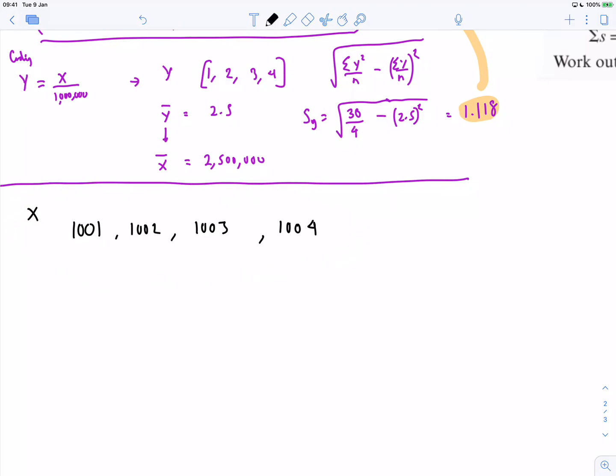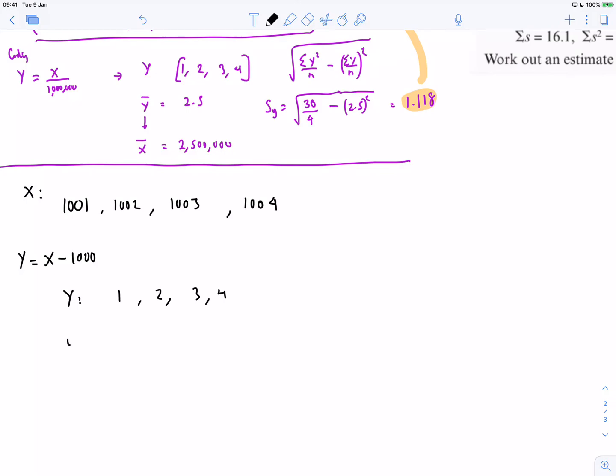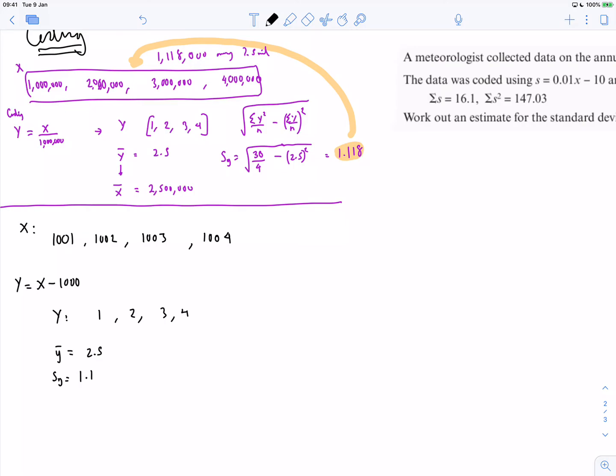Let's suppose that y is just going to be x minus 1000. So now the y data set is 1, 2, 3, 4. Same deal again: y bar is going to be 2.5, and the standard deviation of y is going to be 1.118 again.